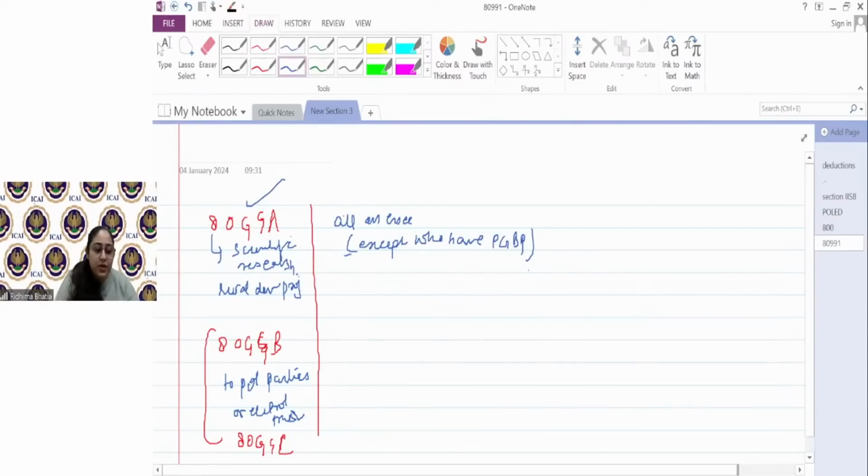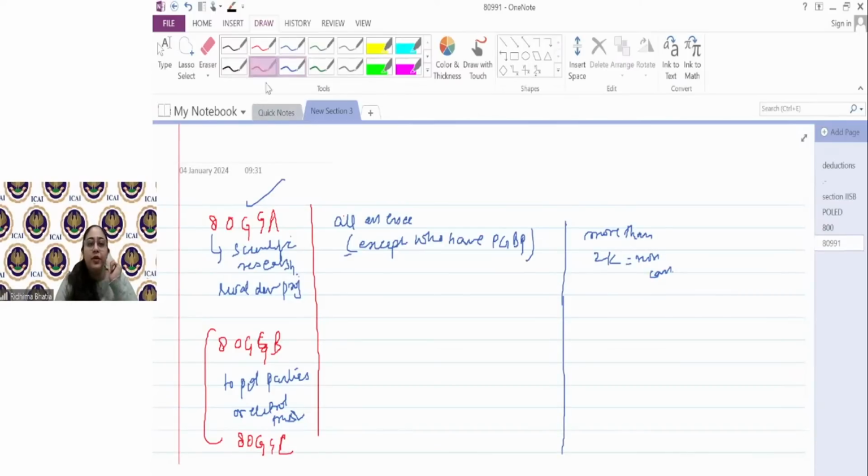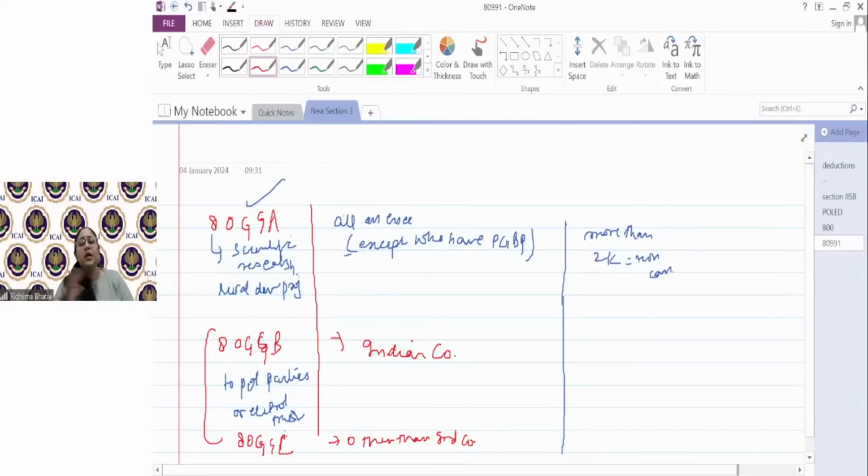Here also, for all assessees there is no limit, but remember, more than 2K should be in non-cash. Okay? Simple, easy, done. 80GGB is for political parties and electoral trust, and 80GGC is also for political party and electoral trust. The difference is, 80GGB is only for Indian companies. Indian company making contribution to a political party, 80GGB. Other than Indian company, 80GGC. So GGB can only be claimed by an Indian company, and an Indian company cannot claim GGC.